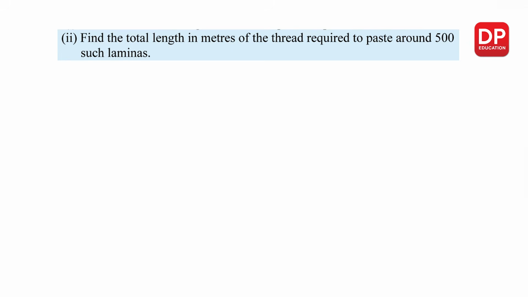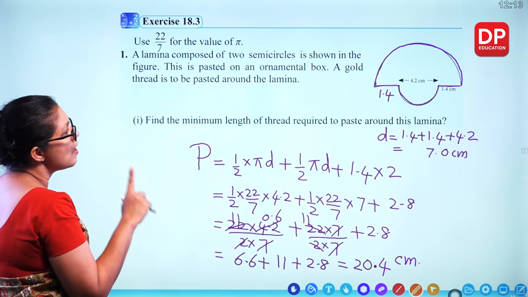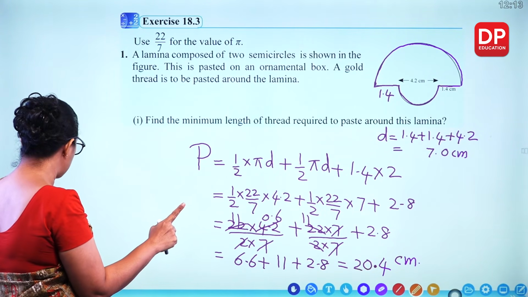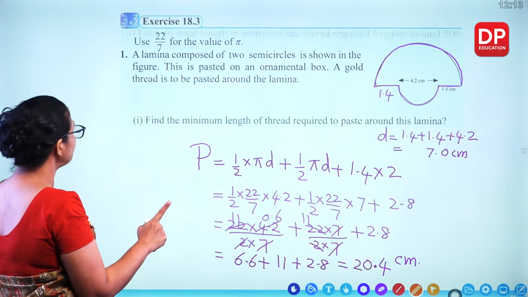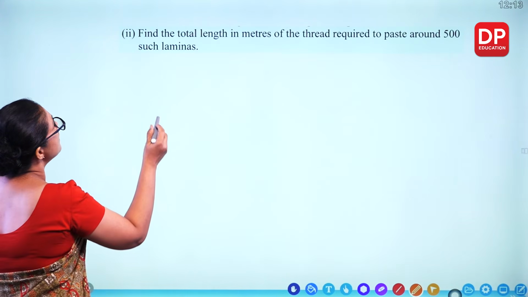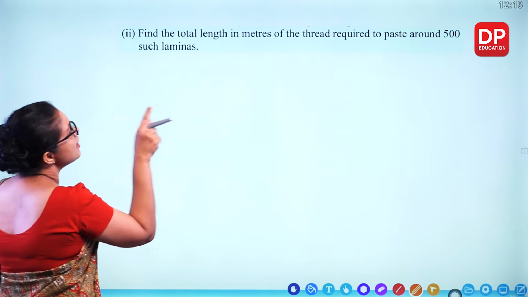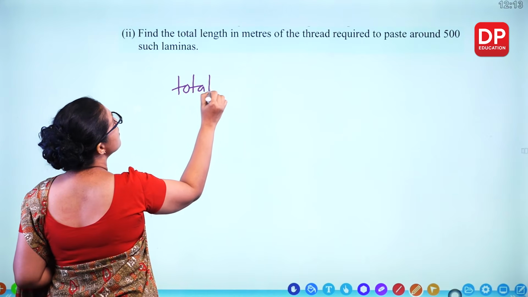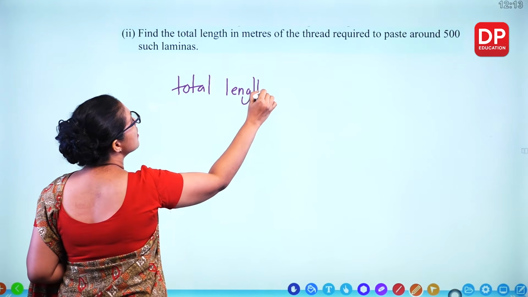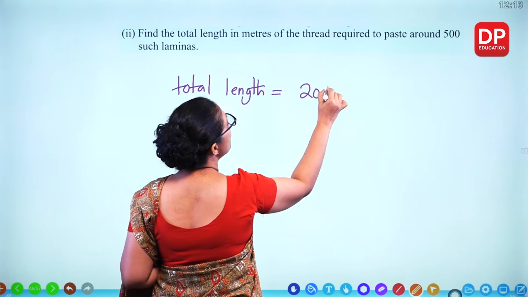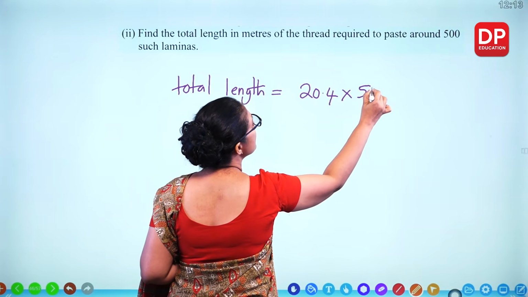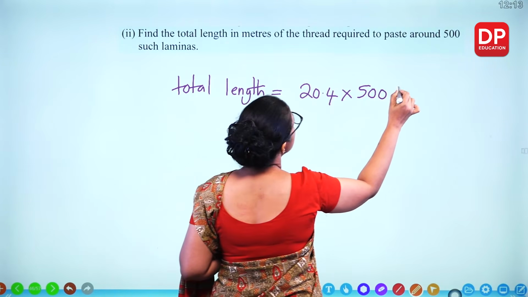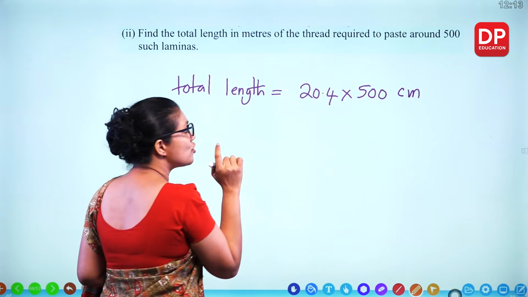Find the total length in meters of the thread required to paste around 500 such laminas. So that means now this is 1 lamina. This is in centimeters, 20.4. You need that length in meters for 500. So total length you can find out. 1 is 20.4 multiplied by 500. So this is in centimeters. But how do you convert to meters?